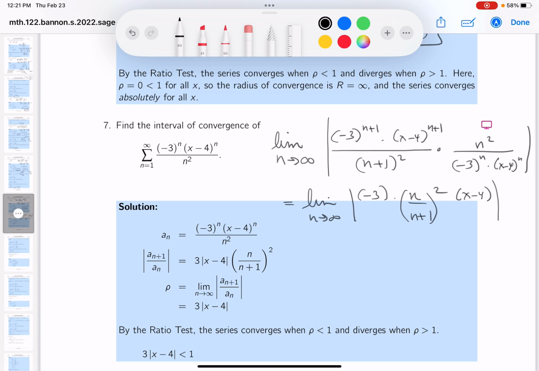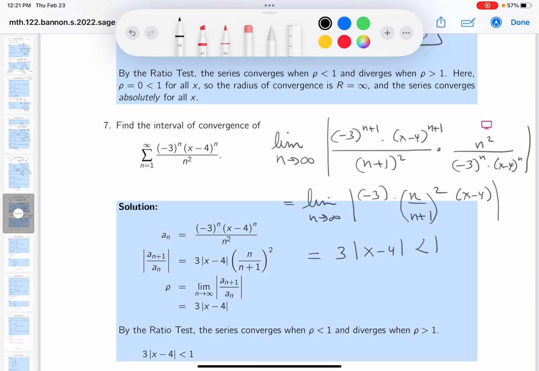So what do I see over here? I'll do the limit now, as n goes to infinity. You're going to get 3 times the absolute value of x minus 4, and that's supposed to be less than 1. So let's go through that.